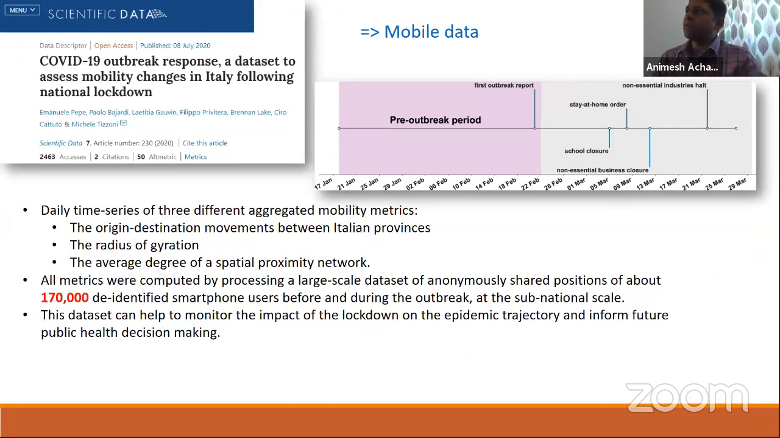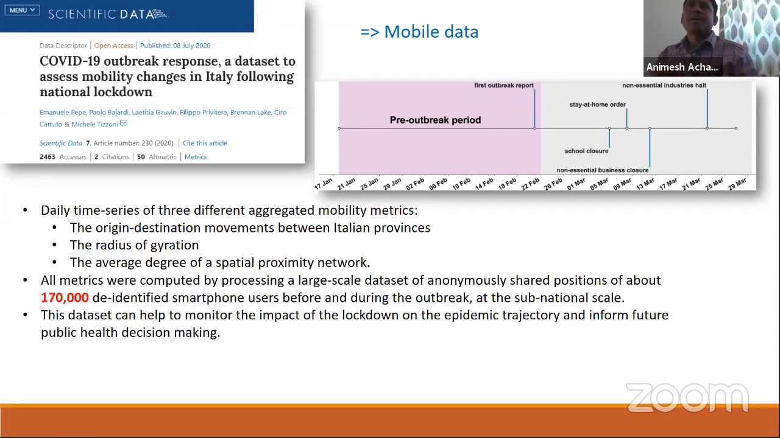This paper came out on the 8th of July, in Nature Scientific Data. The data is from Italy. You can see how, when people got a lockdown, they used their mobile data. Very interesting. They used smartphones, with 170,000 patients, a massive amount, and looked at how their activity and their preferences changed.